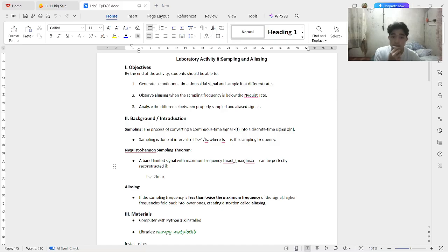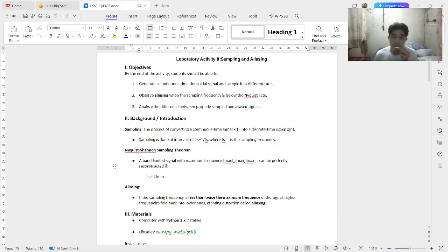Now, we can take these samples at regular intervals determined by the sampling frequency, or Fs. The time between samples is Ts, or Ts is equal to 1 over Fs. According to the Nyquist-Shannon sampling theorem, a signal can be perfectly reconstructed if the sampling rate is at least twice the highest frequency component of the signal. The formula is given as Fs is greater than or equal to 2 Fmax.